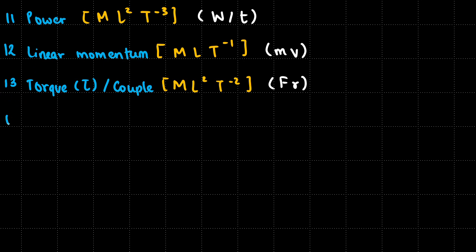Another one, 14, we are going to talk about is impulse. The dimension of impulse is MLT^-1, and the most common formula that you will find of it is F into t, so force into time.